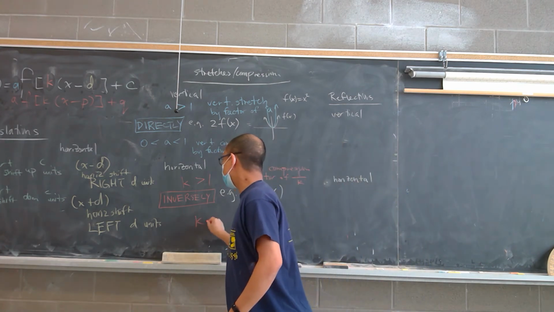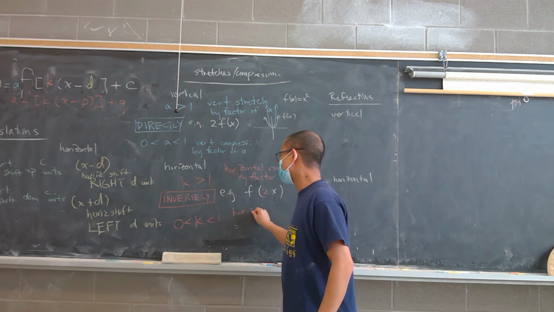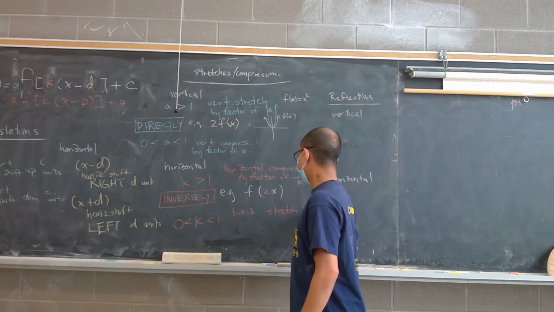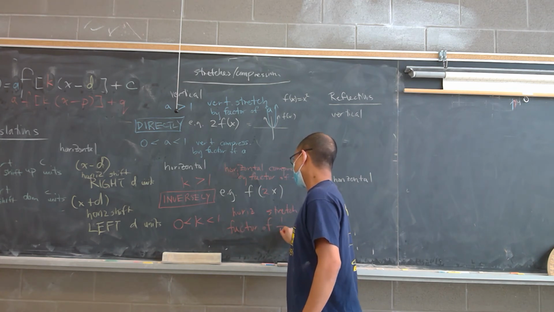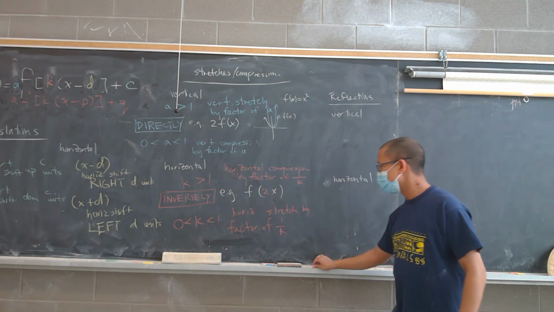When K is in between 1 and 0, it's a horizontal stretch by a factor of 1 over K. So notice 1 over K, that's what it means, inversely. Let me give you an example here.